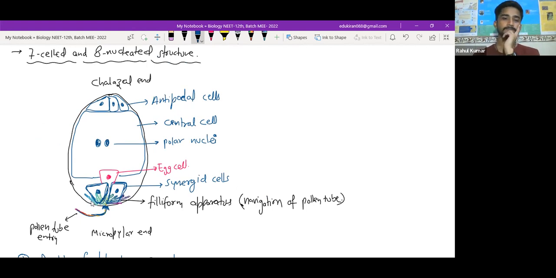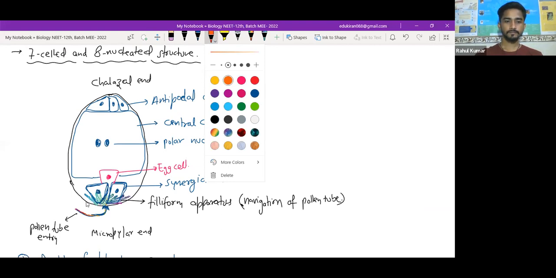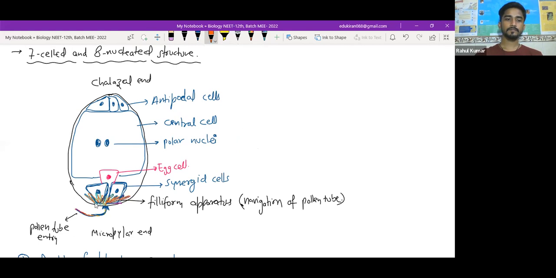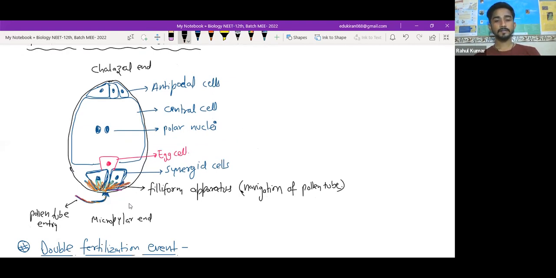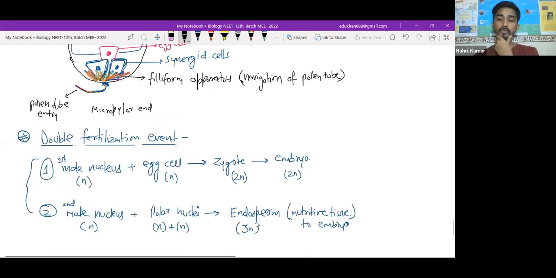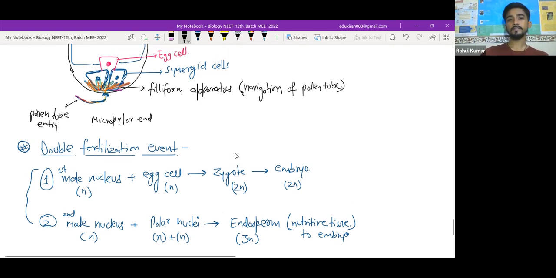And the other male nucleus, the second male nucleus, fuses with the polar nuclei of the central cell to give rise to a triploid tissue called endosperm. Is it clear? This event is known as double fertilization event.